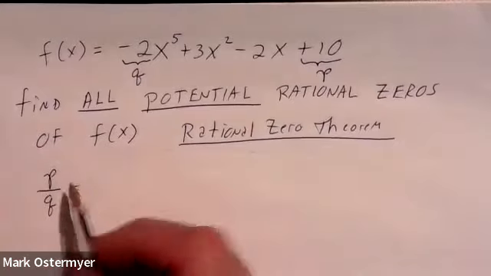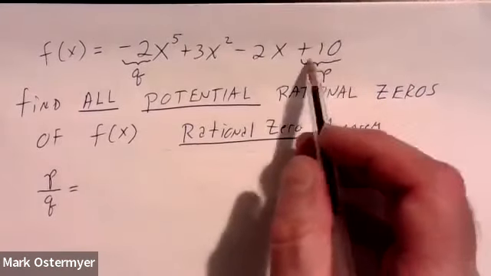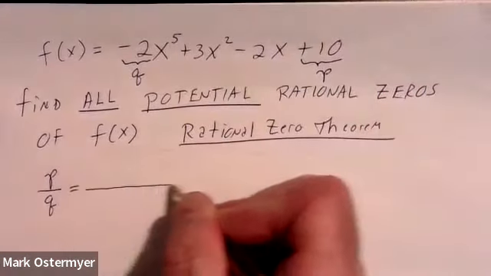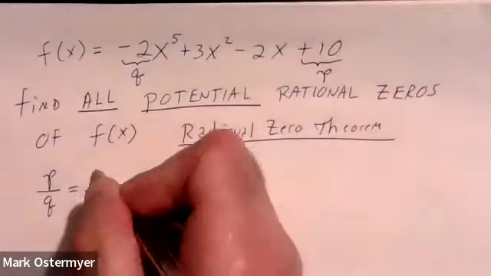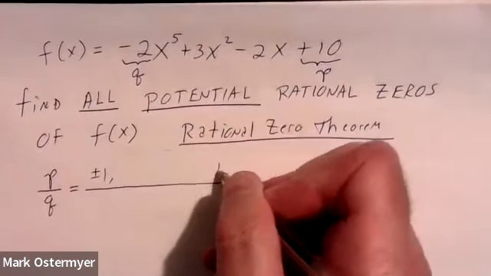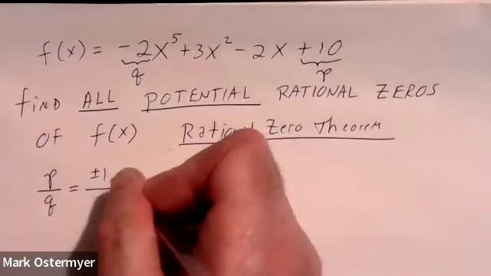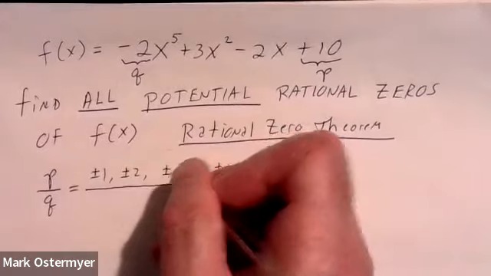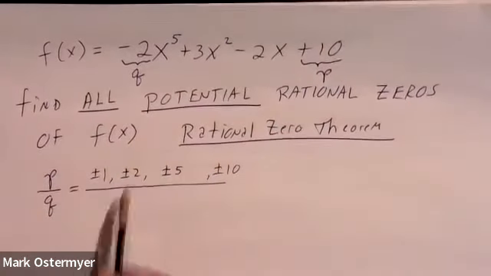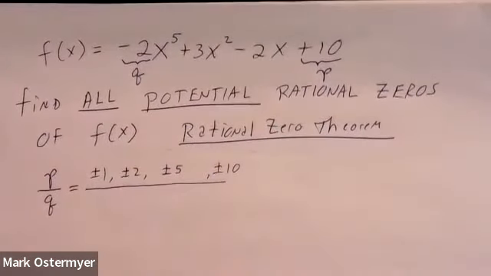So what are the factors of p? What are the factors of 10? I like to call this the p list we're about to build here. What are all the factors of 10? Positive negative 1 times what? Positive negative 10. Those are factors of 10. Positive negative 2 multiplied by positive negative 5. Those are factors of 10. These are all the factors of positive 10.